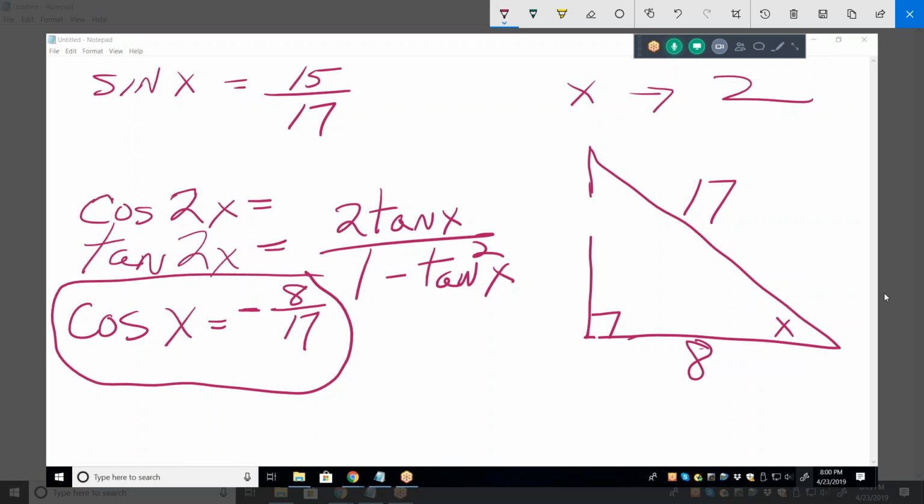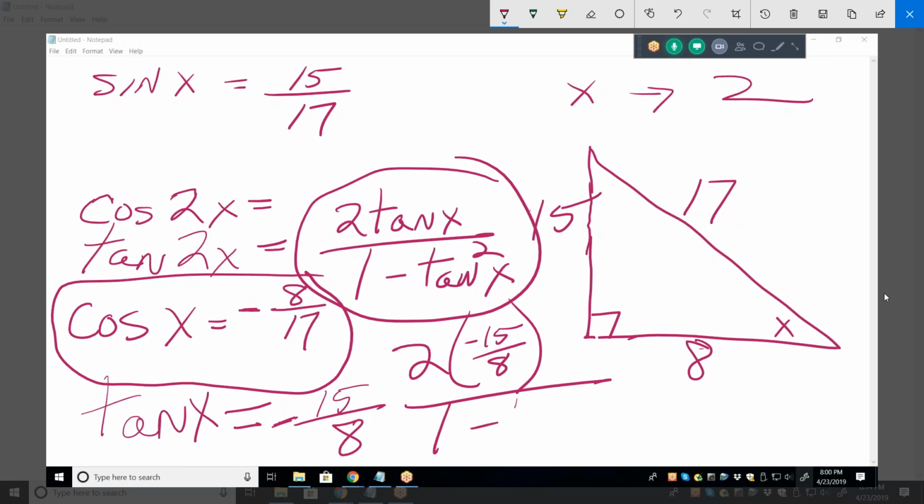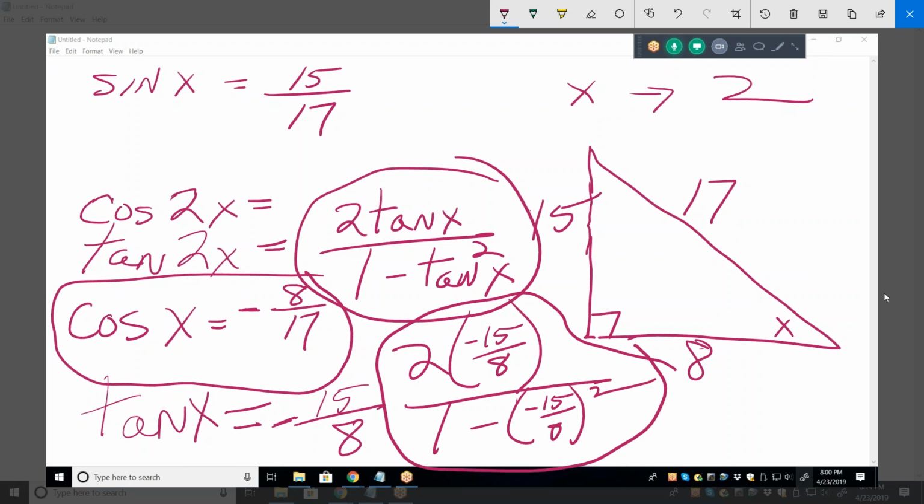Now, we didn't figure out the tangent. We need the tangent of x. Well, let's figure that out from our triangle that we drew. What's the tangent of x? 15 over 8. Plus or minus? Minus. Okay, that's all you need. That means this becomes 2 times minus 15 over 8, all divided by 1 minus 15 over 8 squared. And that's always the way to do it, and then simplify.